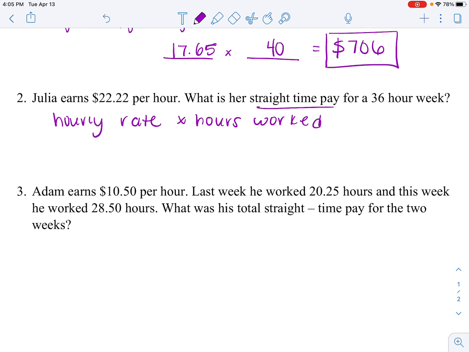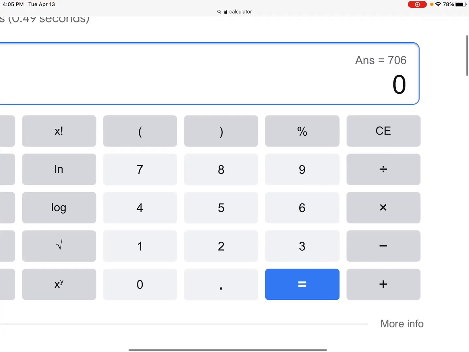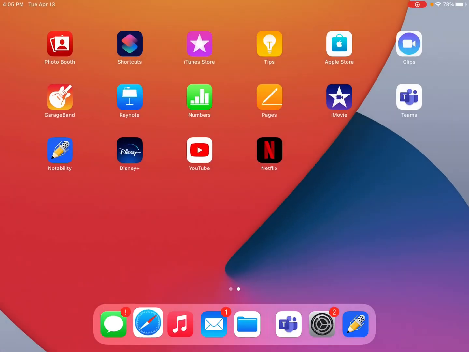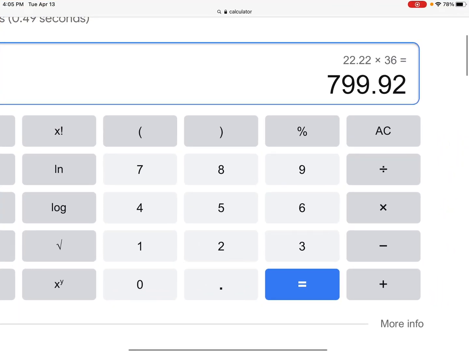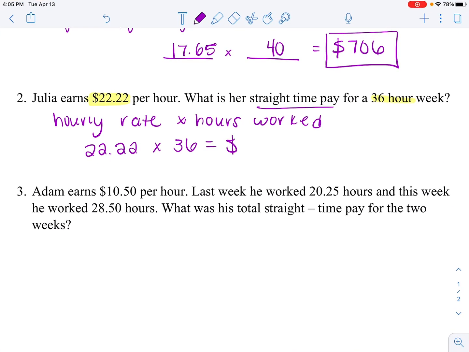All right, let's start with our hourly rate. Our hourly rate in this problem is $22.22. And our hours worked is 36. So once again, we are going to our calculator to multiply. We're starting with the amount, $22.22, and we're multiplying that by 36 hours. So altogether, we have 799 and 92 cents. That's how much Julia makes after working 36 hours that week.